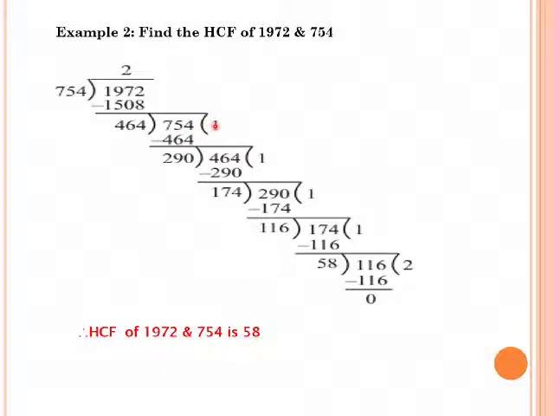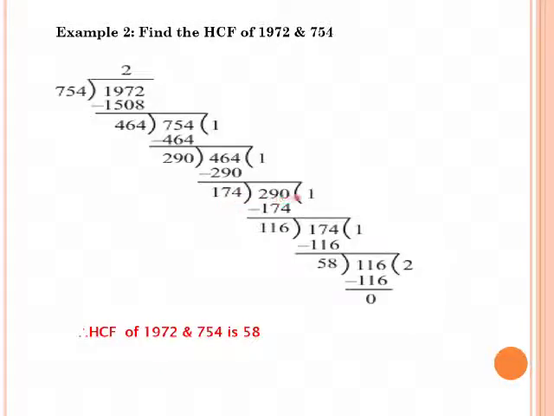Continue the division, it is 1 time giving you 464. The remainder is 290. So here 464 will act as your dividend, 290 will be your divisor. Taking the divisions ahead, you get 1 time, that is 290 into 1 gives you 290. Remainder is 174, which will be your divisor now, and 290 will be your dividend.